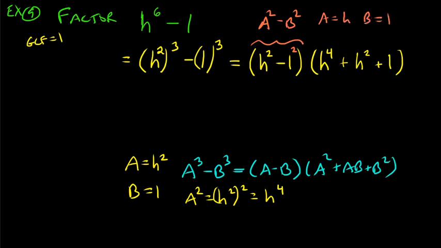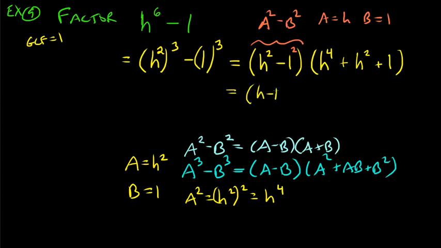And a squared minus b squared, not to be confused with a cubed minus b cubed. Right? A squared minus b squared is just a minus b times a plus b. So in this case, I'll keep it in yellow here. Yep, so h squared minus 1 is just h minus 1 times h plus 1. Okay.